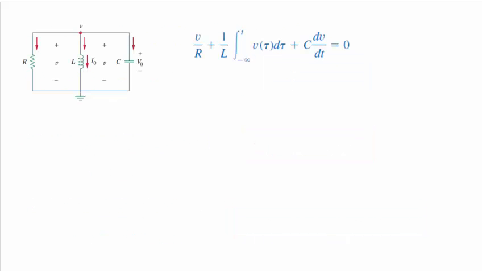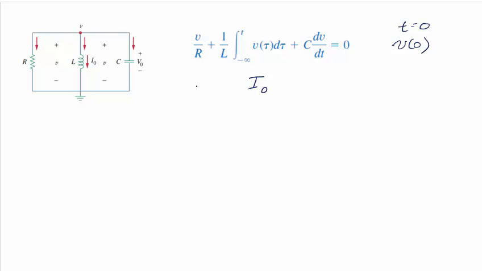So we need to find the initial conditions. Here's the original circuit back, and the initial conditions are shown: there's initially a current I0 through the inductor, and there's an initial voltage V0 on the capacitor. This was our original differential equation, but we really want this to be V at time 0. So we want t equals 0, and when we integrate that from -infinity to time t equals 0, that's our I0 amount.